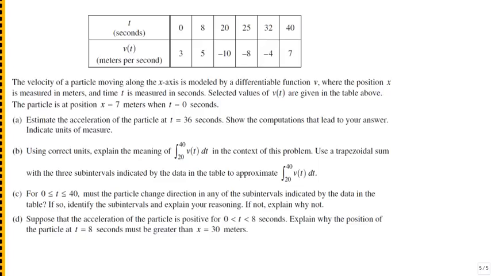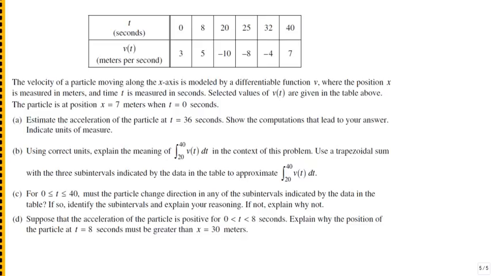Okay, in this next problem, we have a table of values for time and velocity. The velocity of a particle moving along the x-axis is modeled by a differentiable function v, where position x is measured in meters and time t is measured in seconds. Selected values of v of t are given in the table above. The particle is at position x equals 7 meters when t is equal to 0.